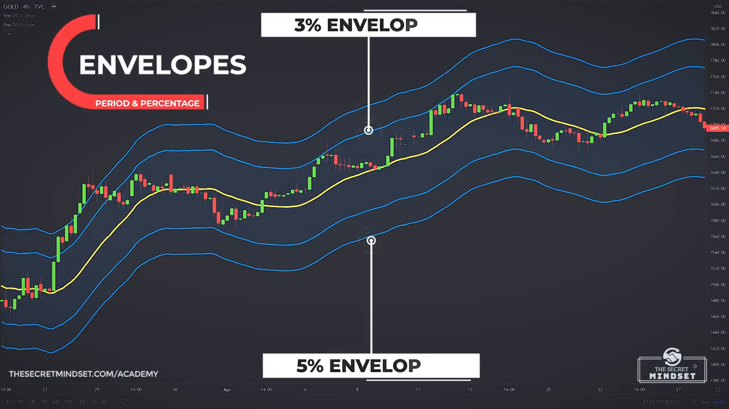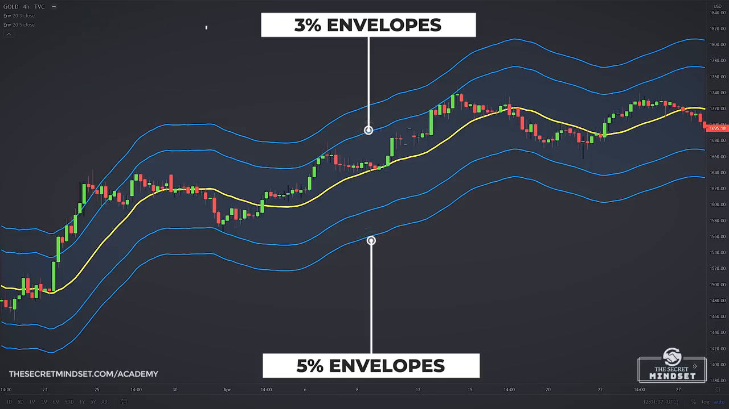For example, this chart contains two moving average envelopes based on the 21 simple moving average. The 3% envelopes were touched several times, while the 5% envelopes were only touched rarely. A swing trader might use the 5% envelopes, while a short-term trader could use the 3% envelopes.